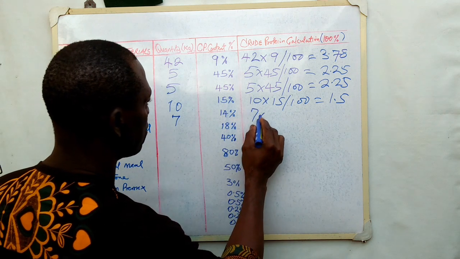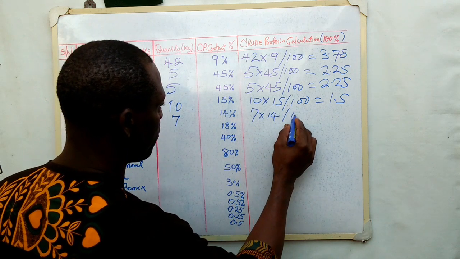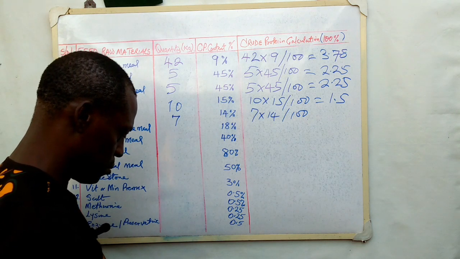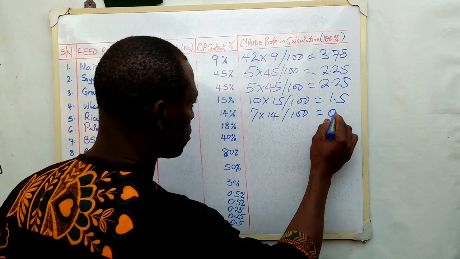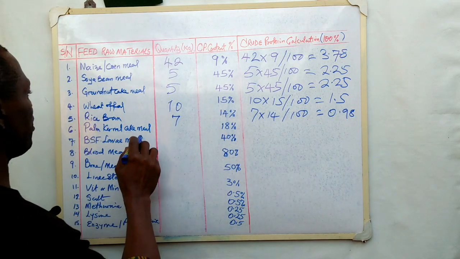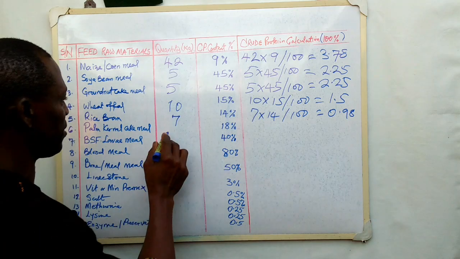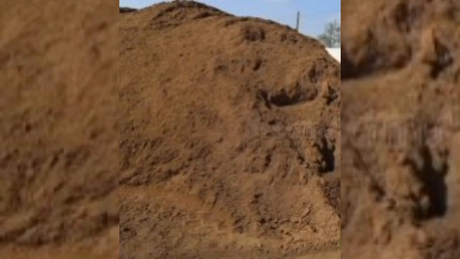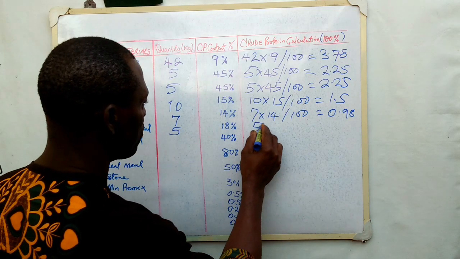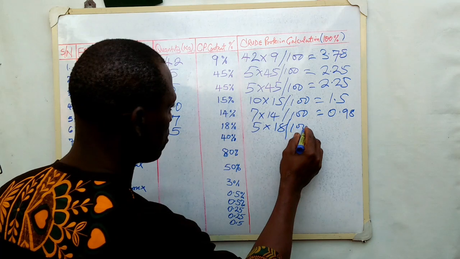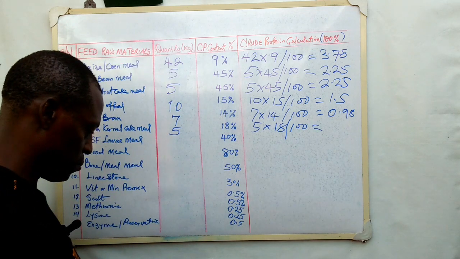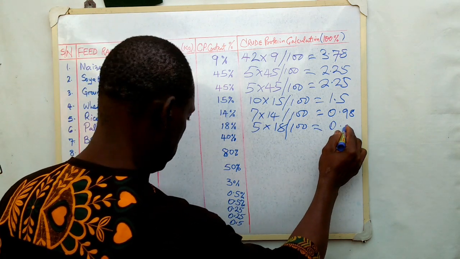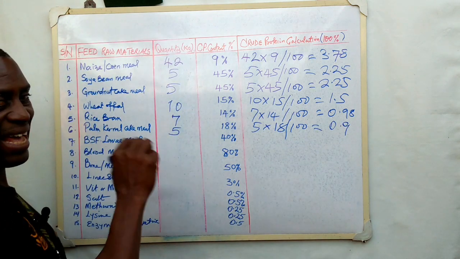Seven times 14 divided by 100 gives 0.98. Next one is palm kernel cake. That's PKC. We're using 5%, or 5 kg. 5 times 18 divided by 100 gives 0.9. Next one is BSF larvae.